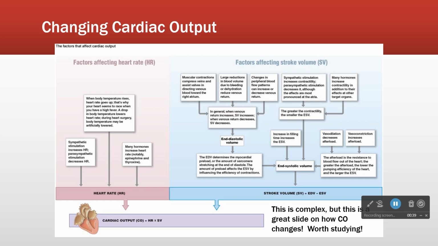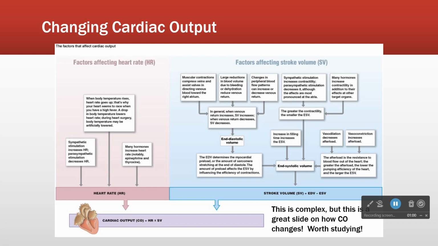Heart rate can go up, heart rate can go down, right? Not very exciting. Now, what makes heart rate go up? Sympathetic increase, parasympathetic decrease, right? What makes heart rate go down? Opposite. Sympathetic decrease, parasympathetic increase. Now, so that's sympathetic and parasympathetic.